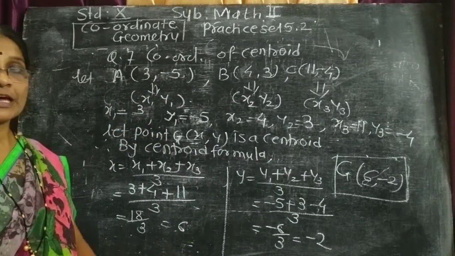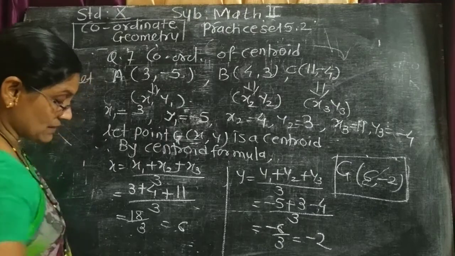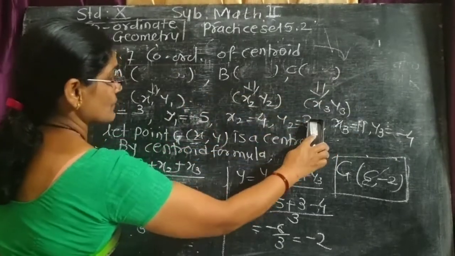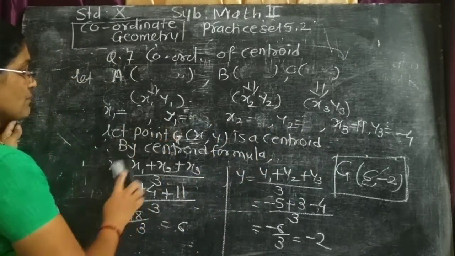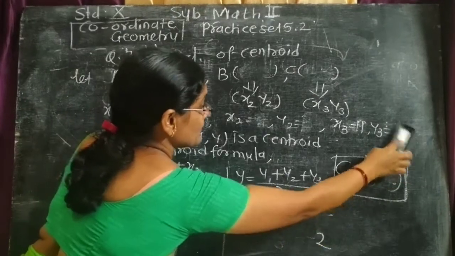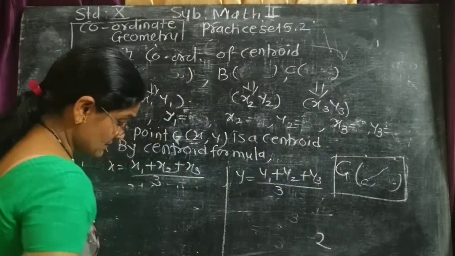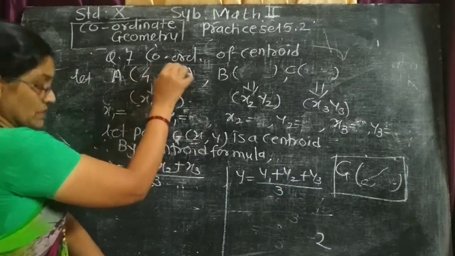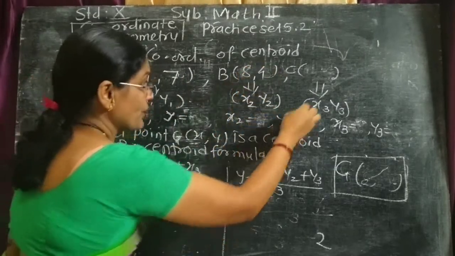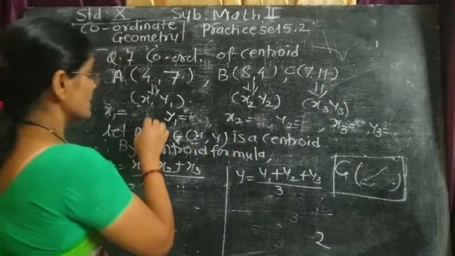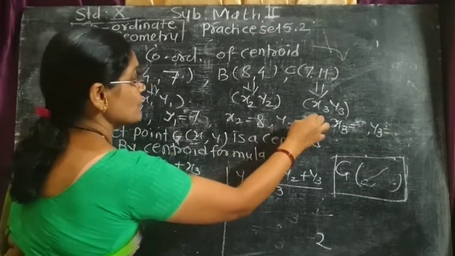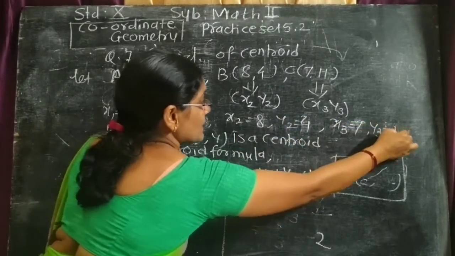Now in the same way we can simplify the third example, again changing the values. We only have to replace the values x1, x2, x3 and y1, y2, y3. What are the points? 4, 7. Second point is 8, 4. And third point is 7, 11. The same way, x1 is 4, y1 is 7, x2 is 8, y2 is 4, x3 is 7, y3 is 11.